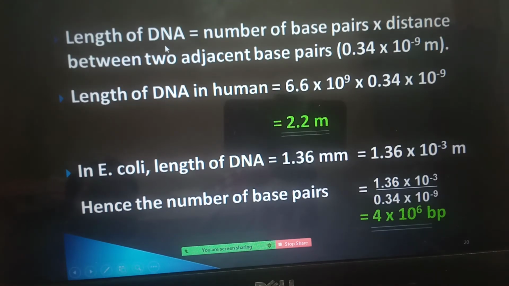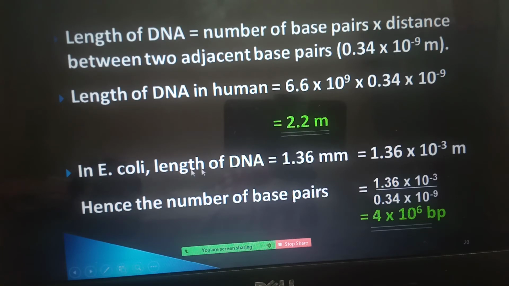How can you calculate the length of the DNA here? The number of base pairs is multiplied by the distance between two adjacent base pairs. The distance between two adjacent base pairs is the same for all kinds of organisms, unicellular, multicellular, prokaryotes, eukaryotes, for all that it remains the same: 0.34 into 10 power minus 9 meter. The length of the DNA in a human: the number of base pairs we have studied for the diploid set is 6.6 into 10 power 9, and when it gets multiplied with the distance between two adjacent base pairs, we get 2.2 meter. So the length of the DNA in each cell is approximately 2.2 meter.